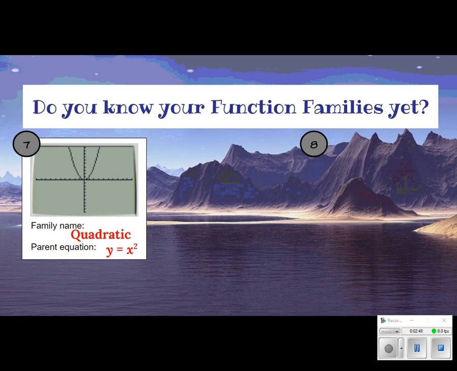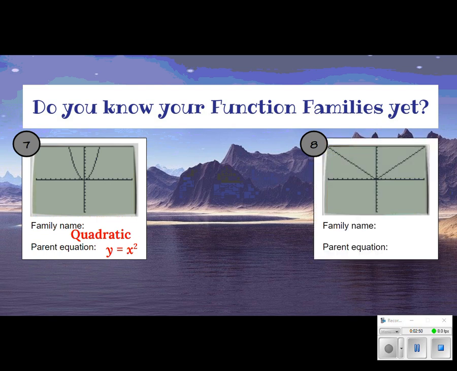And then number 8, what function family is this? All right, this function family is the absolute value function family, and its parent equation is y equals the absolute value of x. How did it go? Hopefully it's getting better. It's getting easier for you. You're recognizing the shapes of the graph. You're recognizing the names. You're recognizing the equations, what they have in them. We're going to use that skill today.